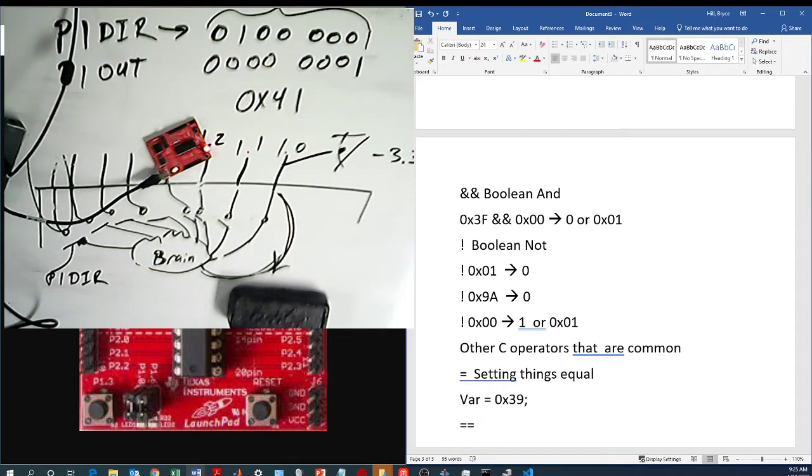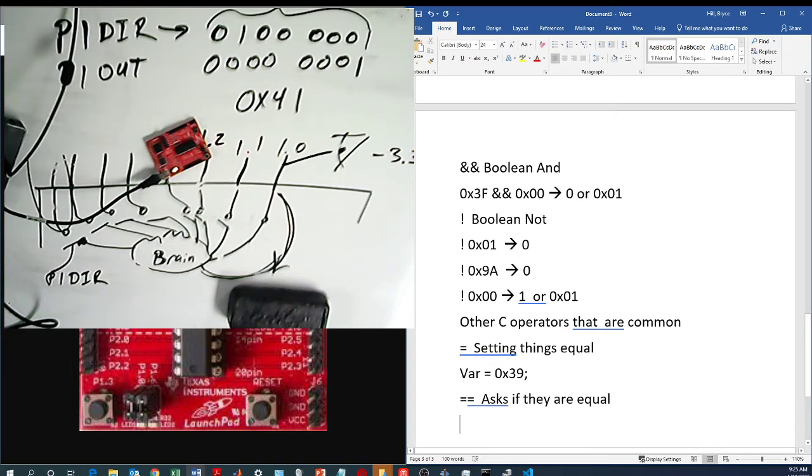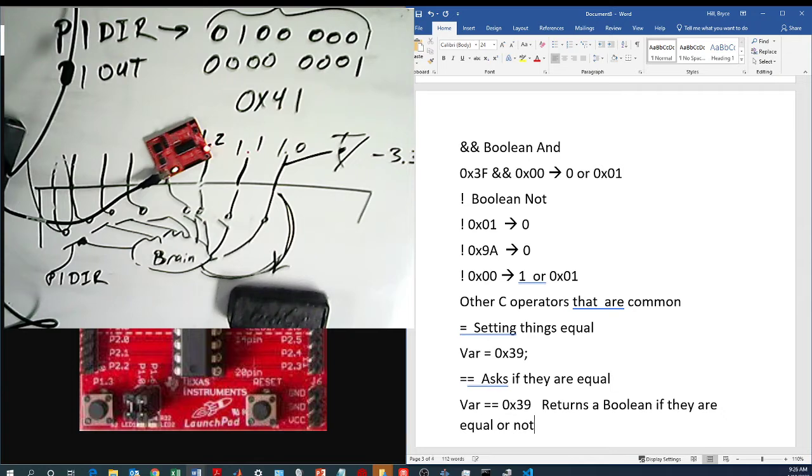Contrasting, double equals asks if they are equal. Okay, this is asking, is var, if I put var equals equals 0x39, it returns a Boolean of whether they are equal or not. That's the basic. And so if var were already set to 0x39, I would return a Boolean true.